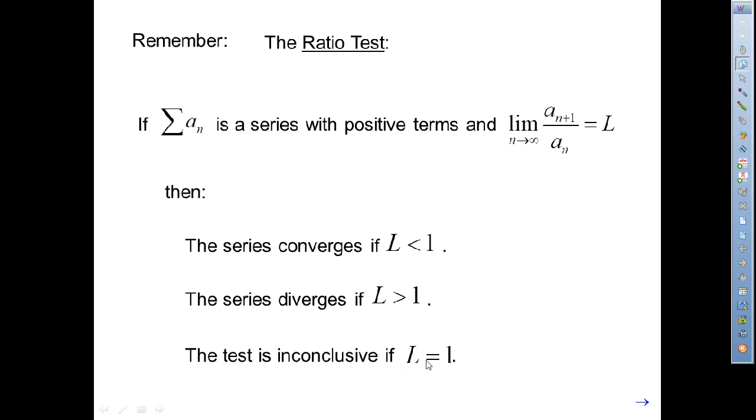Now if it equals exactly 1, then we call the test inconclusive. What that boils down to is try another test, because that's not giving you any information on whether it's divergent or convergent. So you've got to try another test. All right, this section of the book presents several other tests or techniques used to test for convergence and discusses some specific convergent and divergent series.